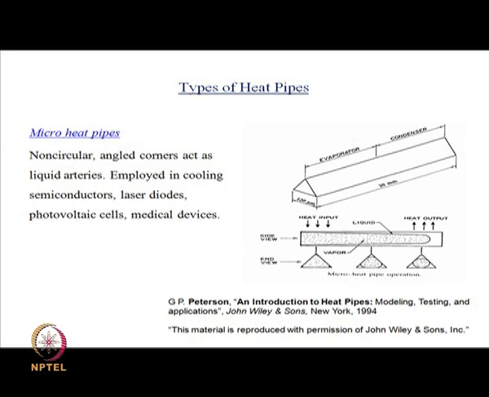But the heat pipe that I am going to discuss, which is consistent with the objective of the present course, is micro heat pipe. So, a micro heat pipe has to be non-circular, because the corners are going to provide the capillary suction necessary to drive the liquid from the cold to the hot side. We will see how it looks later on, but let us say I am looking at a triangular heat pipe over here. This is the hot side and this is the cold side.